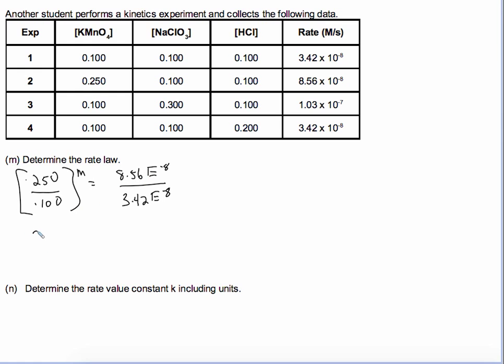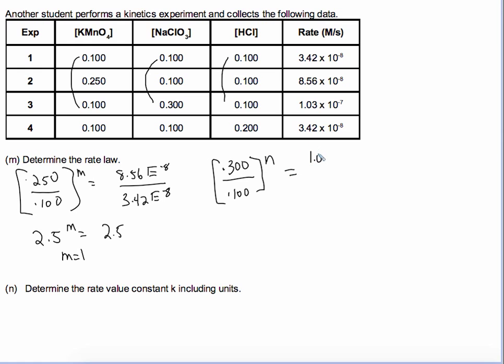Okay, and so if you do the math for this, you end up getting 2.5 to the exponent m equals 2.5. So 2.5 to what power? So m equals 1. Okay, so that's for the KMnO4. Now let's do the NaClO3. So we got to find where it's changing, but the other ones are not. So I'm going to do this trial right here, 3 and 1, because notice on 3 and 1, this is the same and this is the same. So we take 0.300 over 0.100, and we take it to some power.